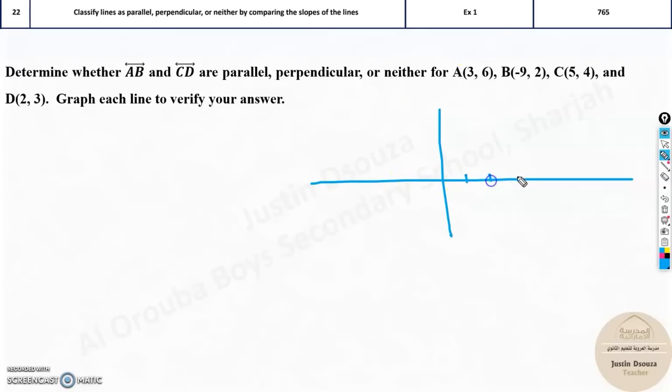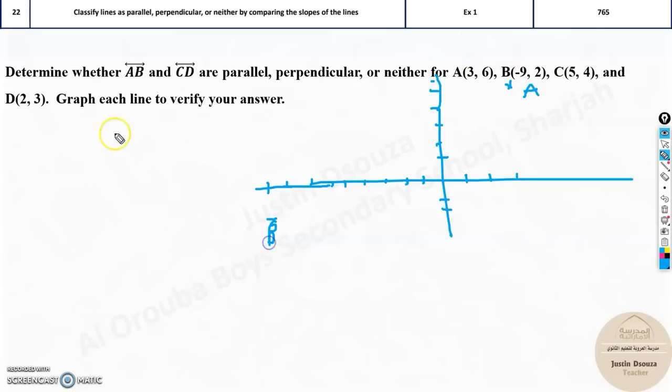See 3, 1, 2, 3, and this is 6, 1, 2, 3, 4, 5, and 6. Somewhere over here, draw a point. That is the point A. What about B? It's -9. So 1, 2, 3, 4, 5, 6, 7, 8, 9, somewhere over here, and -2 is somewhere over here. This is just a rough graph. Okay, and then let's do this.